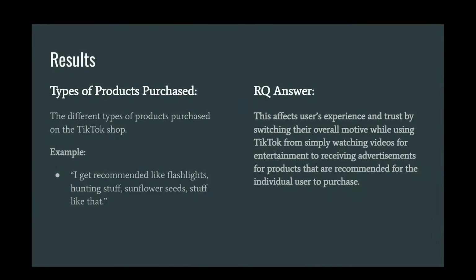For our next theme, we talked about types of products purchased, and this means the different types of products that were purchased on the TikTok shop. For an example from one of our participants, they said, I get recommended like flashlights, hunting stuff, sunflower seeds, and stuff like that. For our other theme, our research question answer is that this affects users' experience and trust by switching their overall motive while using TikTok from simply watching videos for entertainment to receiving advertisements for products that are recommended for the individual user to purchase.